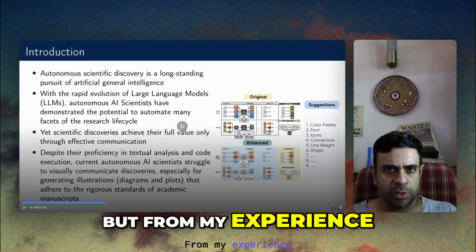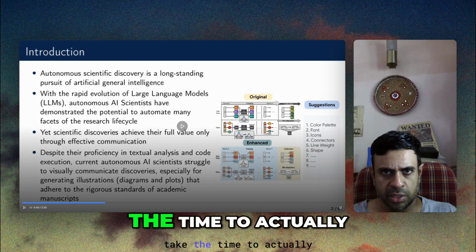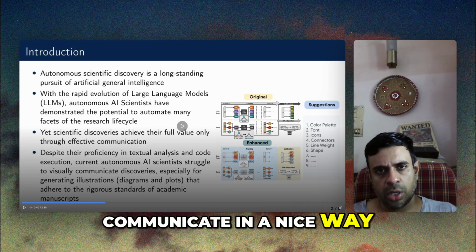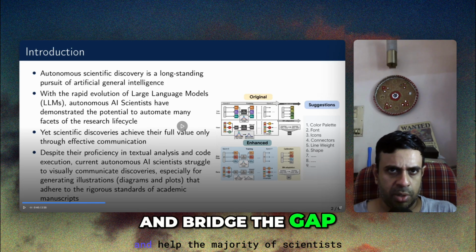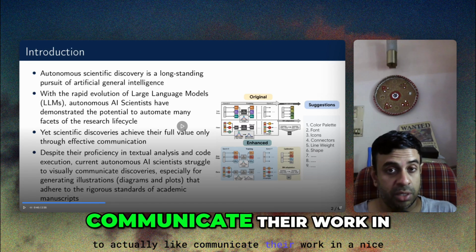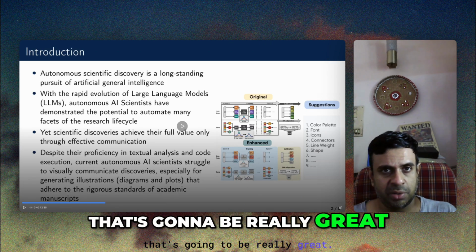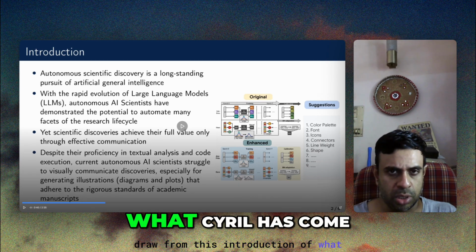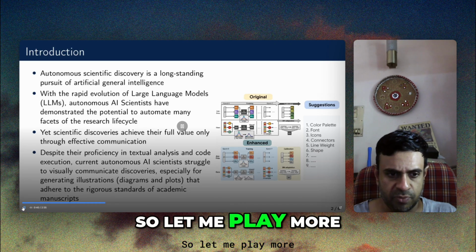But from my experience, the majority do not know that. Only a few take the time to actually communicate in a nice way. So if AI can play a role here and bridge the gap and help the majority of scientists communicate their work in a nice way through these diagrams and illustrations, that's going to be really great, right? So that's what I think we can draw from this introduction of what Saral has come out with regarding the paper. So let me play more.